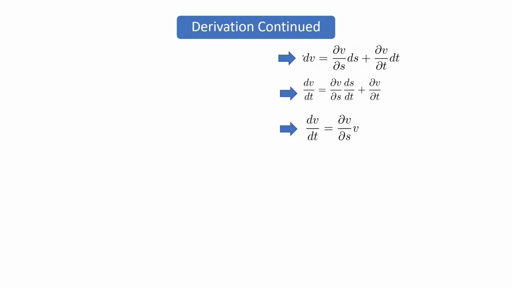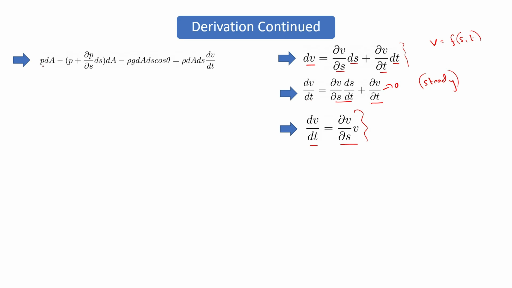So see, dV is equal to ∂V/∂S ds plus ∂V/∂t dt. You can write it like this because V is a function of S and t. So dV/dt will be equal to ∂V/∂S ds/dt plus ∂V/∂t. And if the flow is steady, ∂V/∂t will be 0. So this reduces to dV/dt is equal to ∂V/∂S into V.